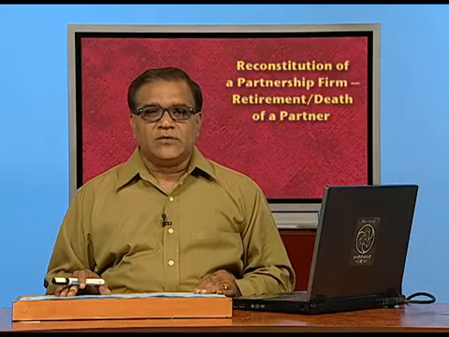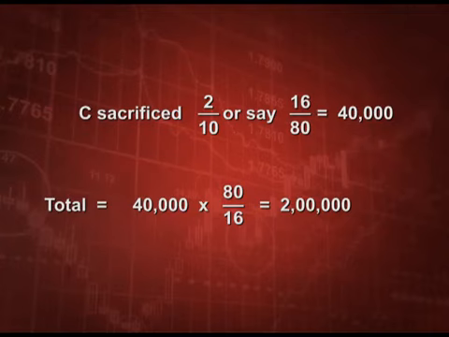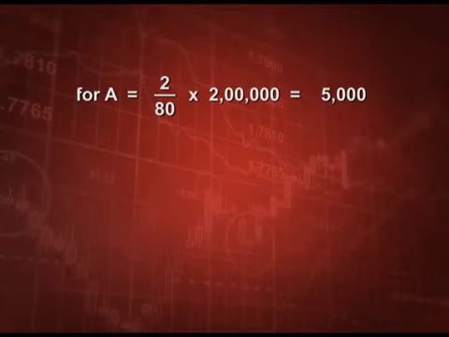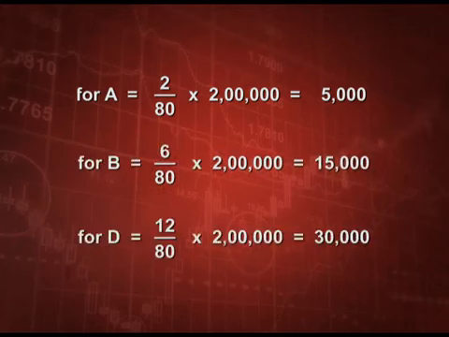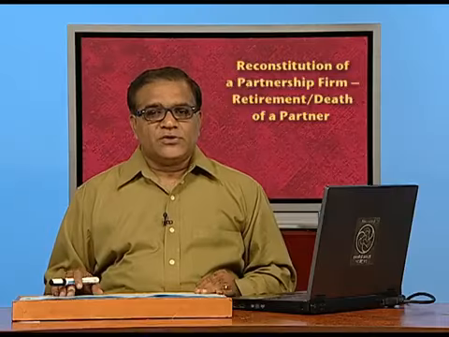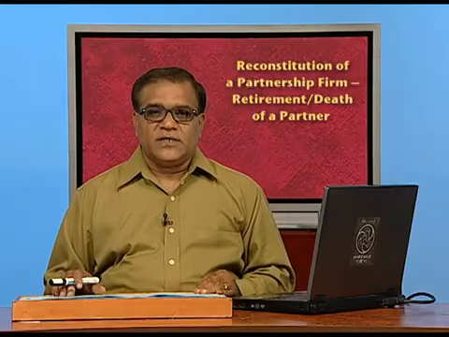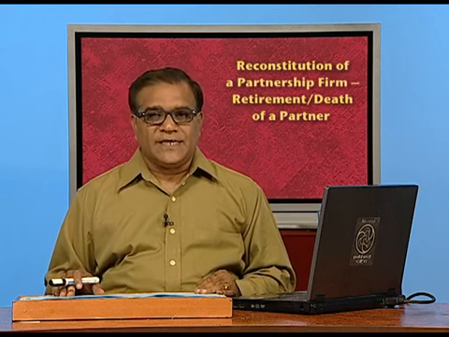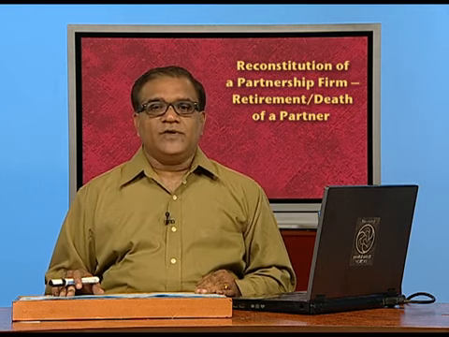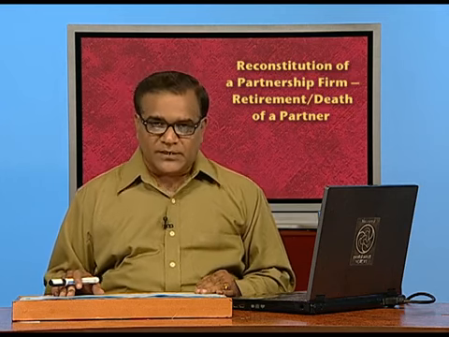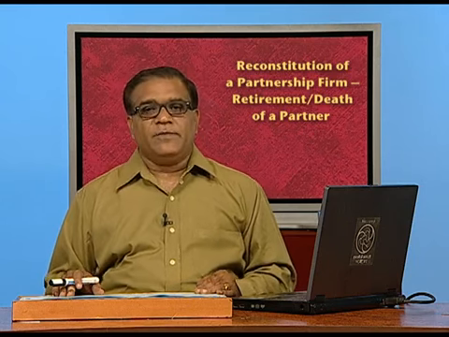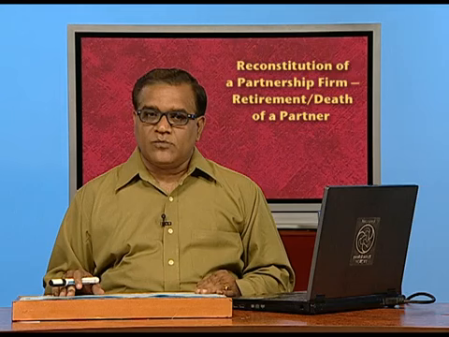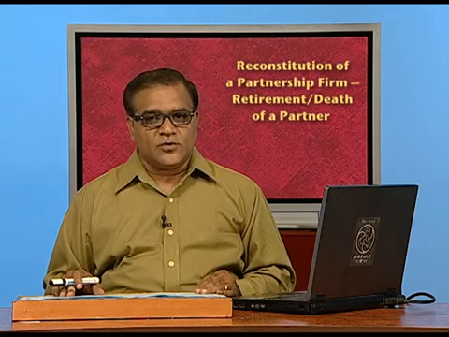As you can see from this calculation, C sacrifices 2/10, that is 40,000, and A sacrifices 2/80 into 2 lakh, that is 5,000, and B and D are gaining by 15,000 and 30,000. So, in today's lecture what you have learnt is what is the accounting treatment of goodwill, how do we calculate gaining and sacrificing, and how do we calculate the amount payable to the partner. In the next class we will be continuing from here and do some more questions on this. Till then, goodbye. Thank you very much.